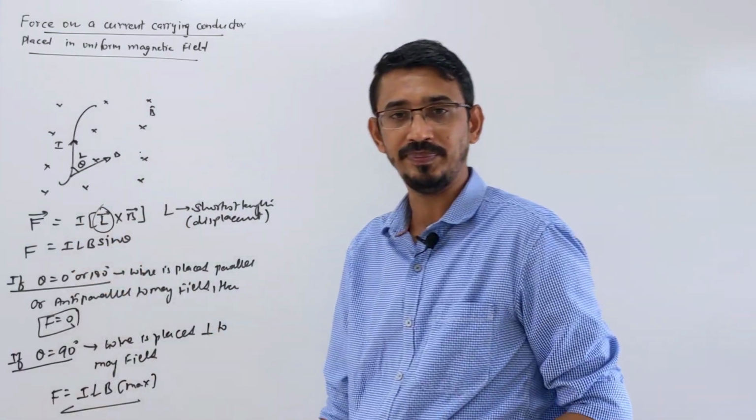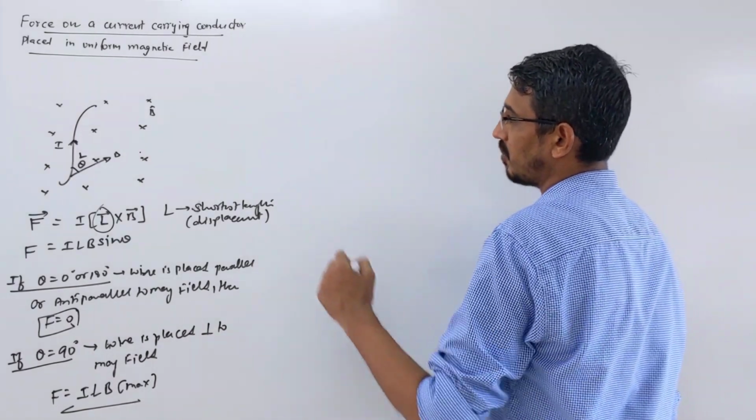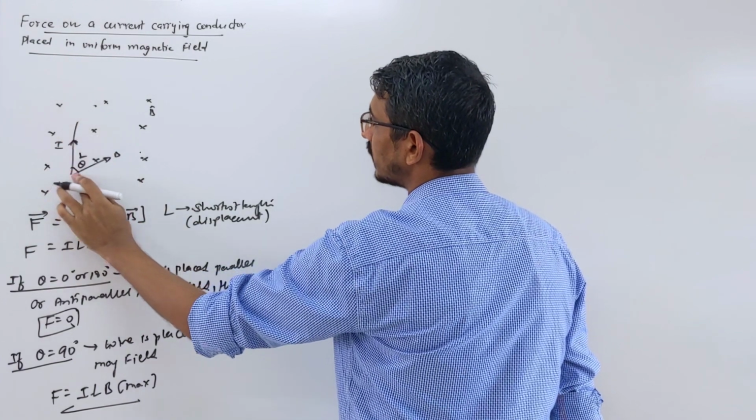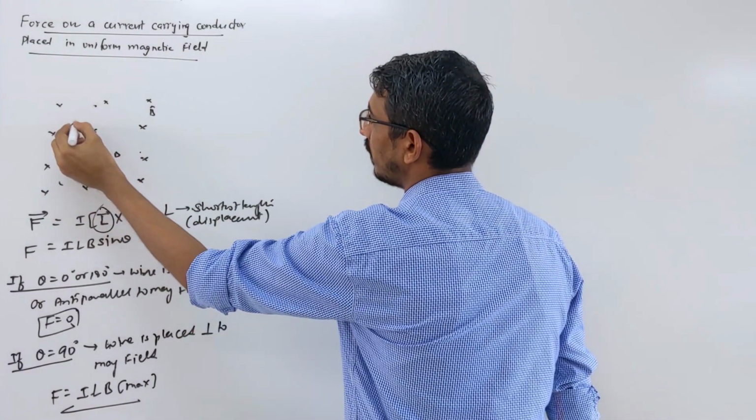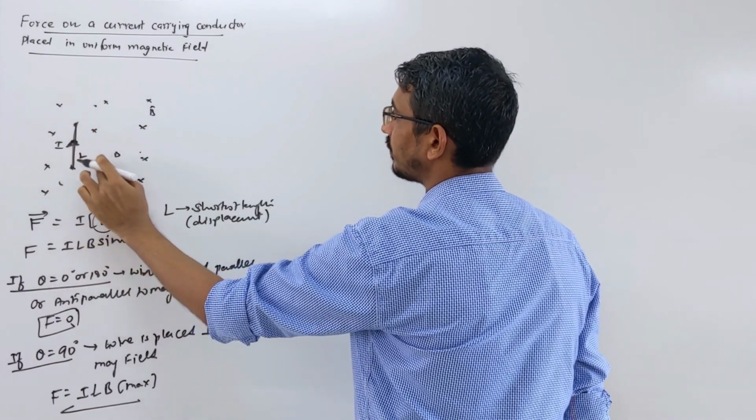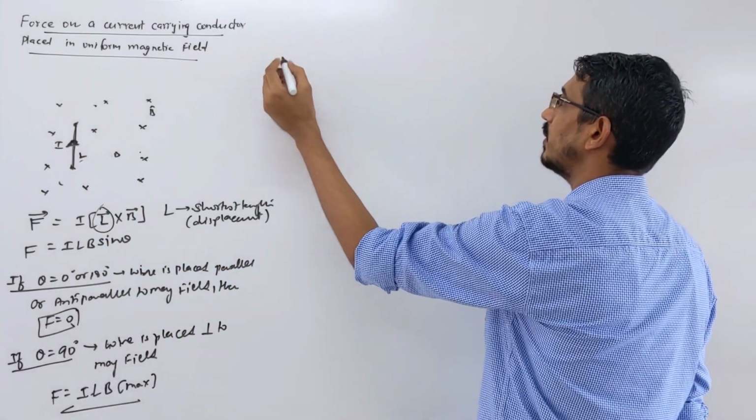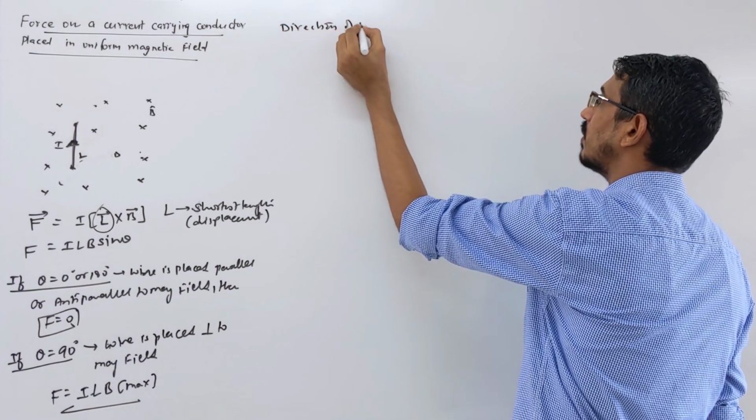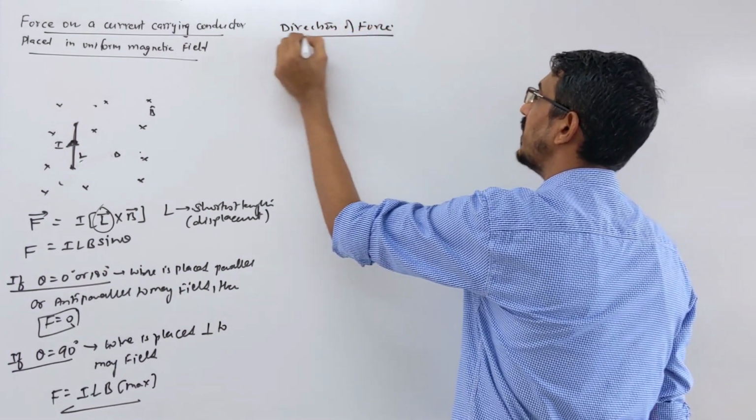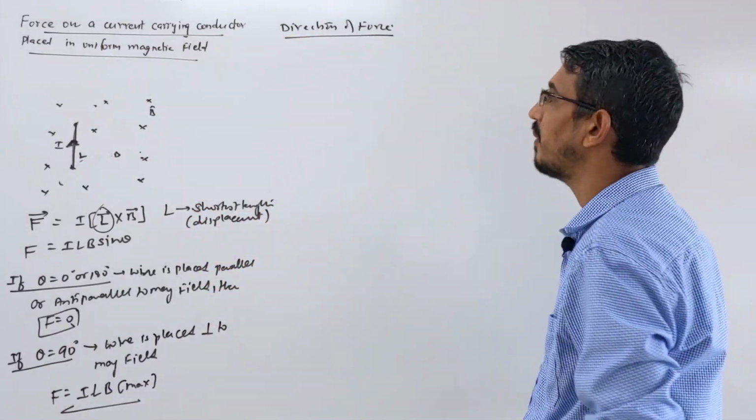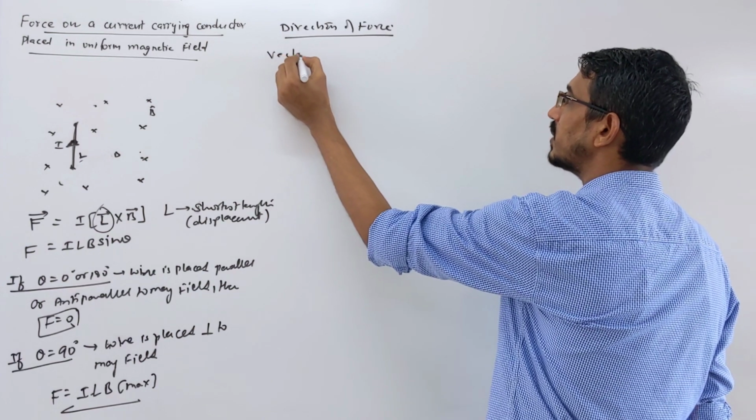Two things we are interested in: one is direction and one is the meaning of length, and this is very important. First I talk about the direction of the force. Suppose I am putting a small wire here. You want to know the direction of force on this wire. You have two ways to do it: one is the vector method, and one is the hand rule.